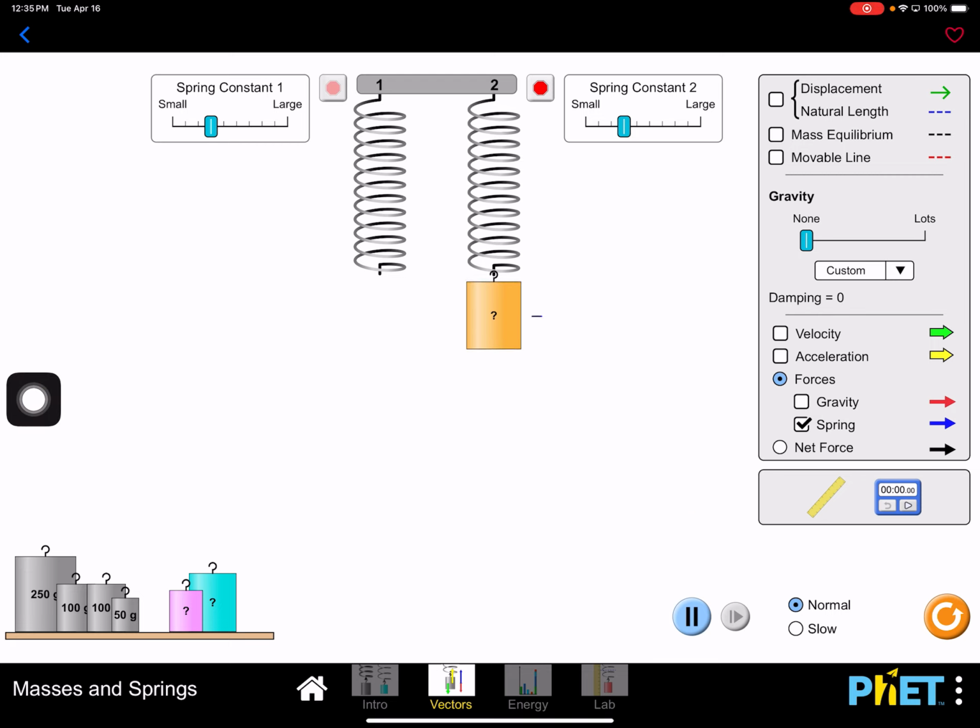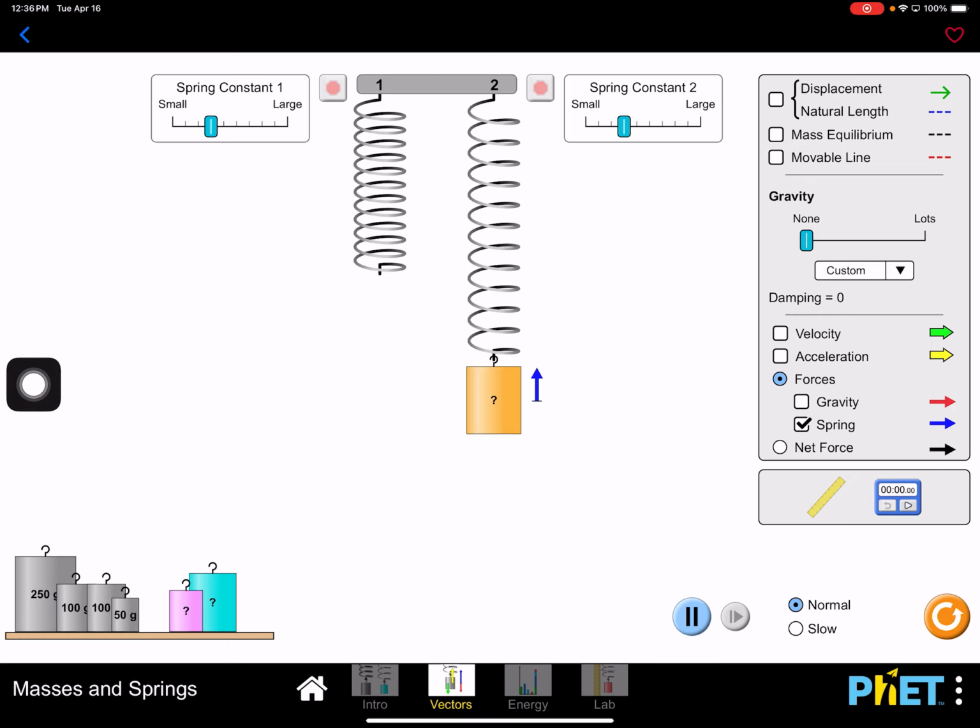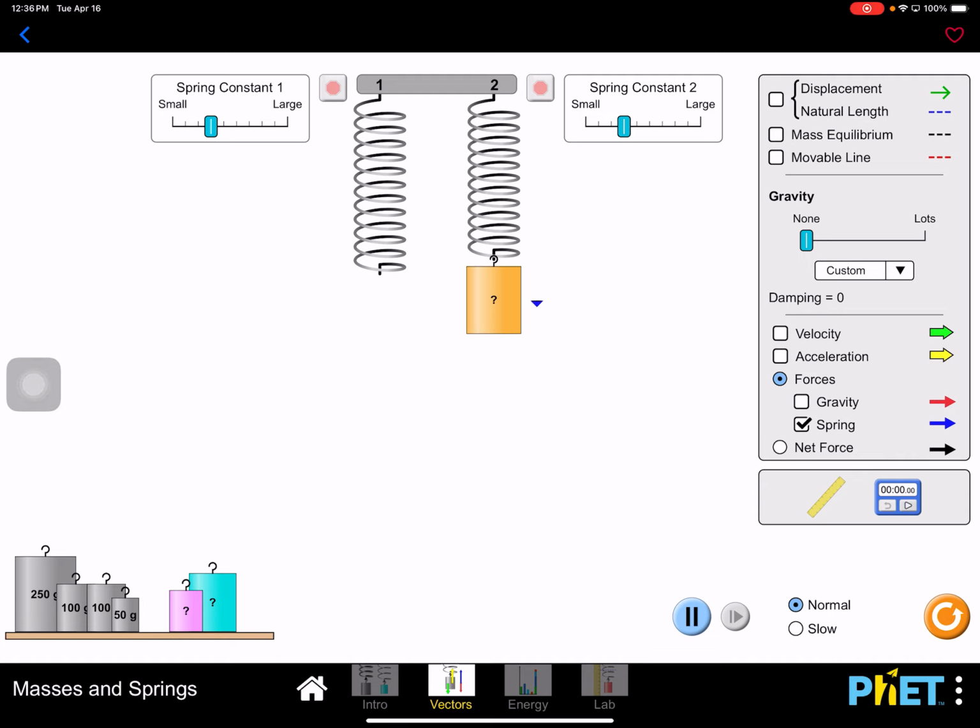So there's the equilibrium position. And look at this. If I pull it in this direction, that blue arrow is trying to bring it back. If I push it like that, what is the spring trying to do? Bring it back to the equilibrium position. So that is called a restoring force. So when you have a restoring force, you'll have oscillations.